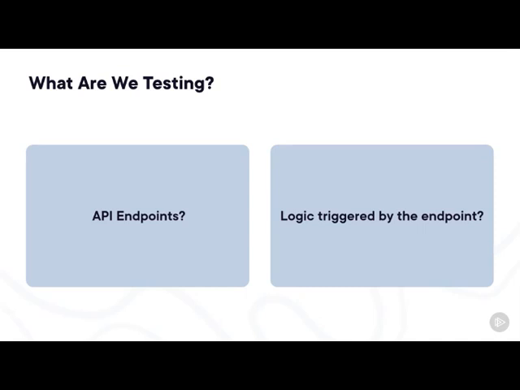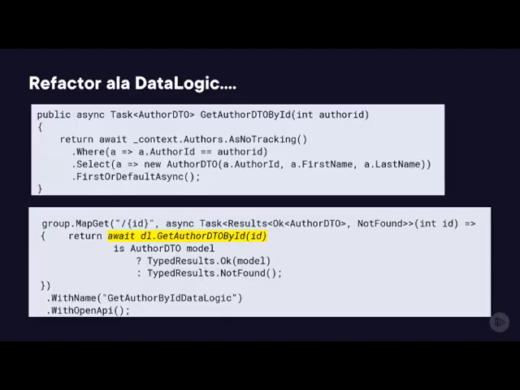out of the author endpoints methods. In a large application, you would definitely benefit from this kind of separation of concerns, and it would look something like what we just did with the data logic refactoring. You would have your EF core work in classes that are focused on that effort. For example, this getAuthorDTO by ID method, and then the map get logic in the API would just call that method rather than executing the query directly. In that case, you could very easily test the getAuthorDTO by ID method without even involving the API.